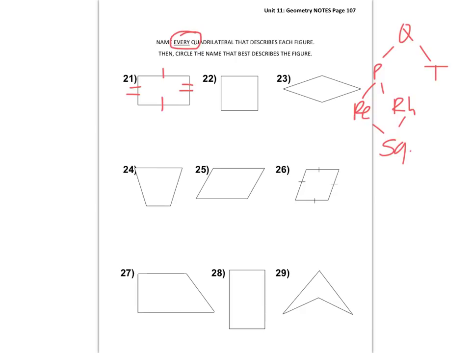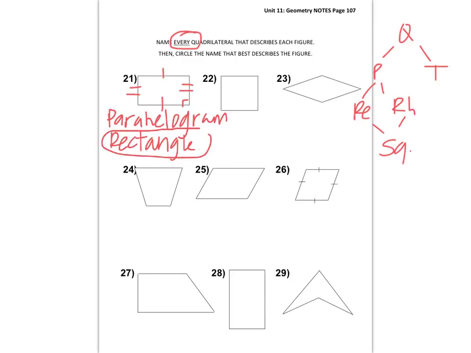Alright, so 21, we have opposite sides are congruent. I know that because I just showed that with my lines here. These two are the same, and then these two are the same. We have 4 right angles. So this would be obviously a quadrilateral, a parallelogram, and a rectangle. So rectangle would be the best. We can't call 21 a square because it doesn't have 4 congruent sides.